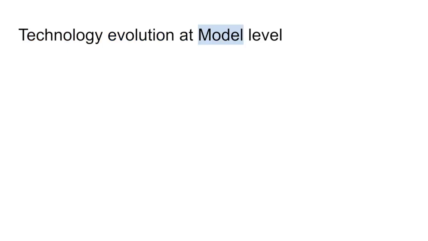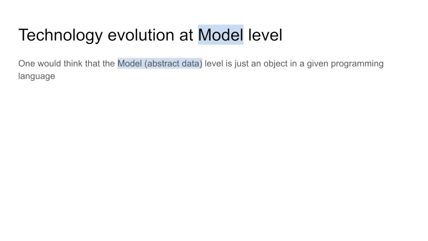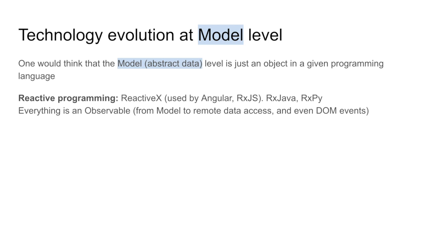We would tend to believe that the model is simply some abstract data, some object in some programming language. But there are many evolutions there as well. For example, ReactiveX is a big combination of observables. So everything they see is an observable. The model itself, but also remote data access, and even DOM events. So basically the whole philosophy around this is to combine observables to get a very, very well-connected model, and then to just implement simple presenters and views. This is used a lot in Angular.